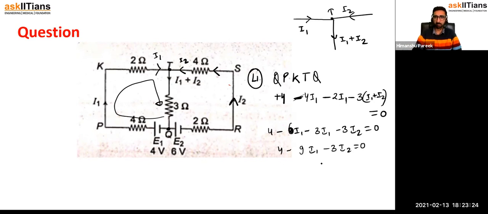Just see if there is any mistake we have made. I guess everything is correct here. So now I'll write 9I1 plus 3I2 is equal to 4. Equation number 1. Now we can go to loop number 2.